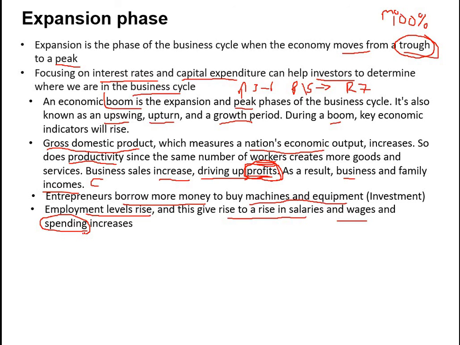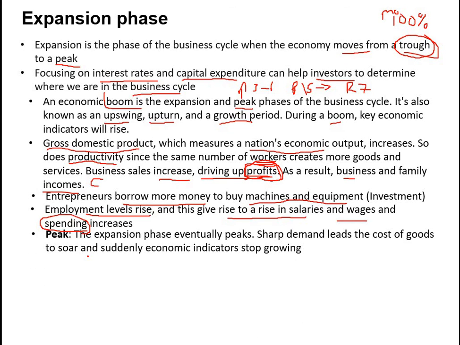But remember, if you don't have, you cannot spend. And if you cannot spend, we will talk about the issues of trough. So the peak eventually comes up. Sharp demand leads to cost of goods going a little bit sour. Suddenly economic indicators stop growing.